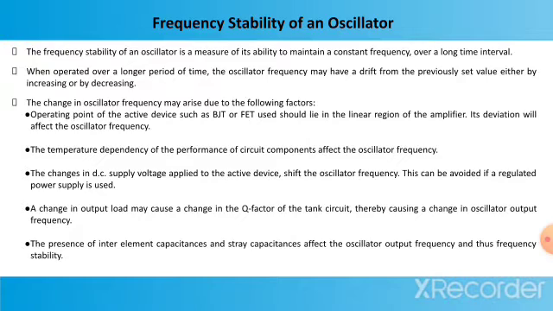A change in output load may cause a change in a quality factor of the tank circuit, thereby causing a change in oscillator output frequency. Because if there is a change in the tank circuit, then there will be a change in the frequency. The presence of inter-element capacitance and stray capacitance affect the oscillator output frequency and thus frequency stability. So these are some of the factors depending on which there will be a change in the frequency stability of an oscillator.